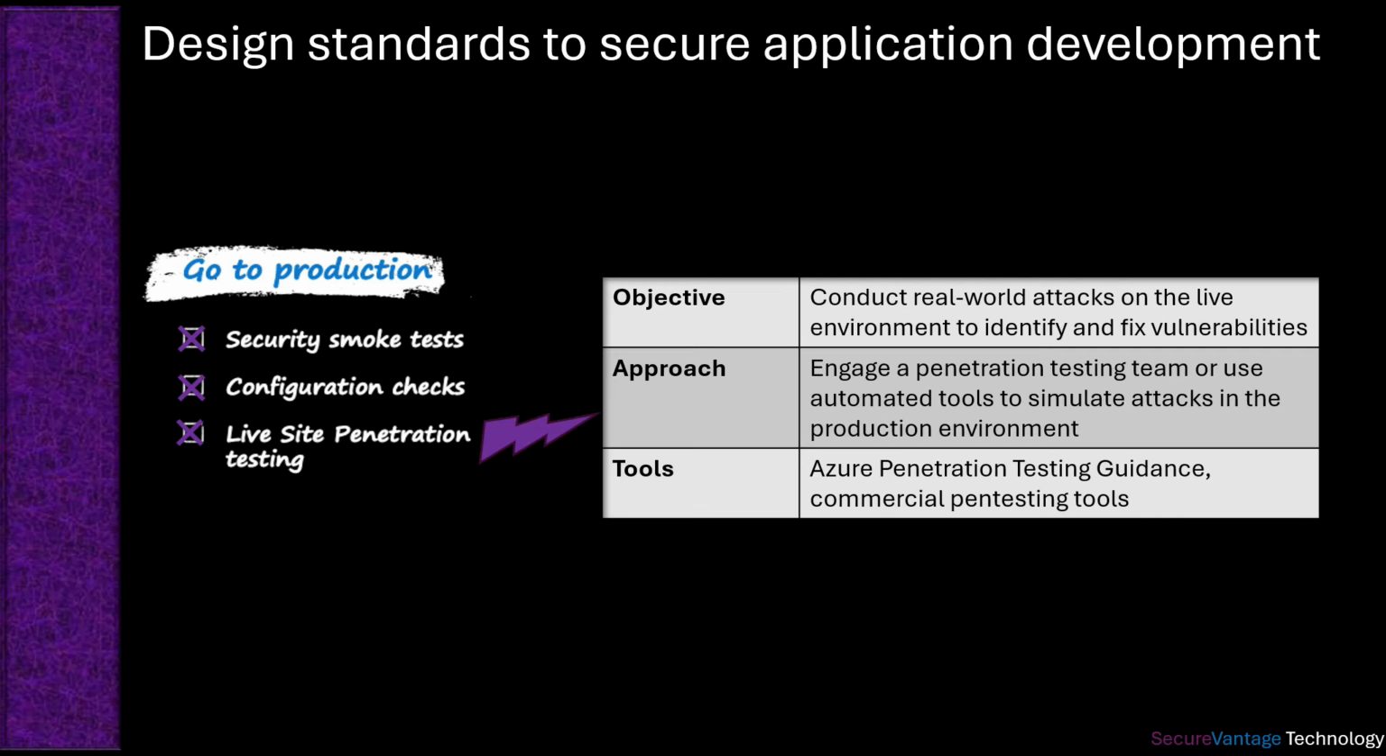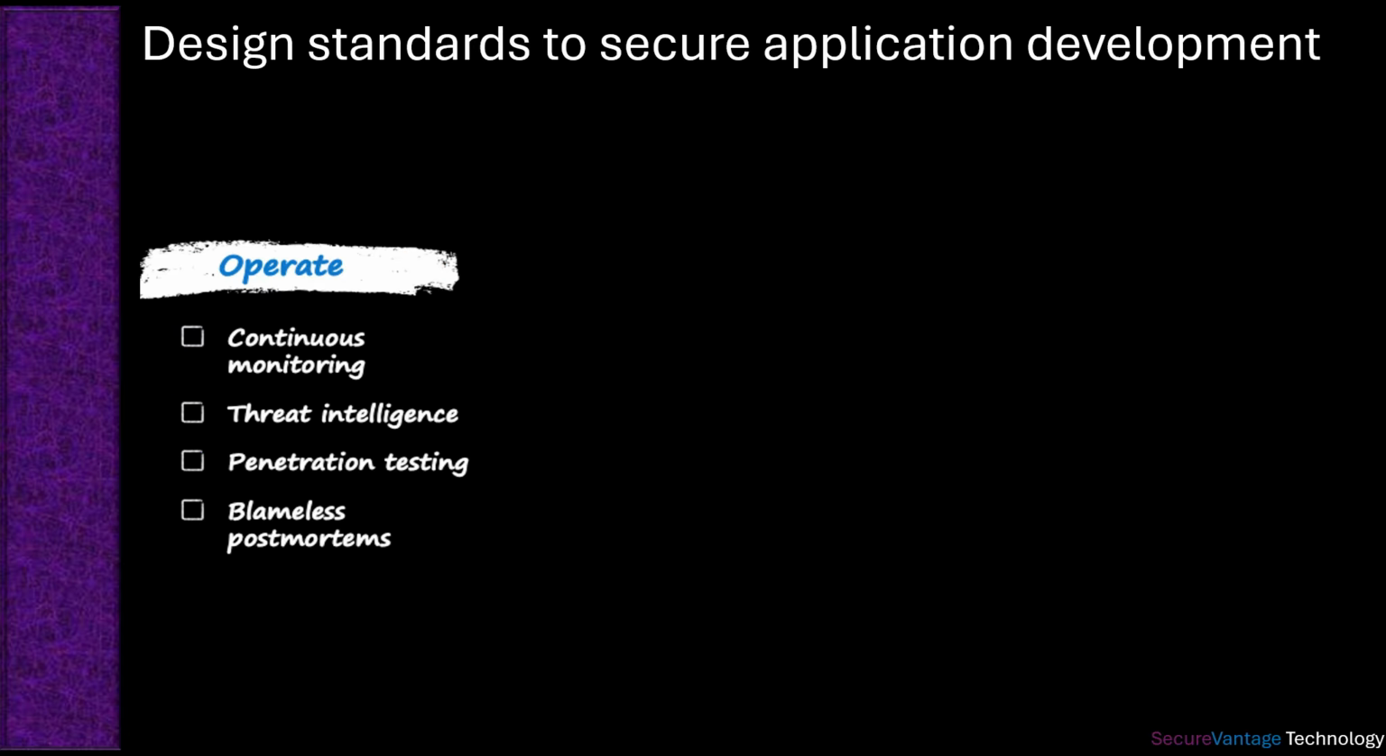The objective of live site penetration testing is to conduct real world attacks on the live environment to identify and fix vulnerabilities. As a cybersecurity architect, you engage with the penetration testing team and simulate attacks in the production environment. Azure penetration testing guidance and commercial pen testing tools can be used to achieve the objectives. In the operate phase, once the application is live, continuous security monitoring and response are critical to maintaining its security posture. Let's understand various objectives of this phase.